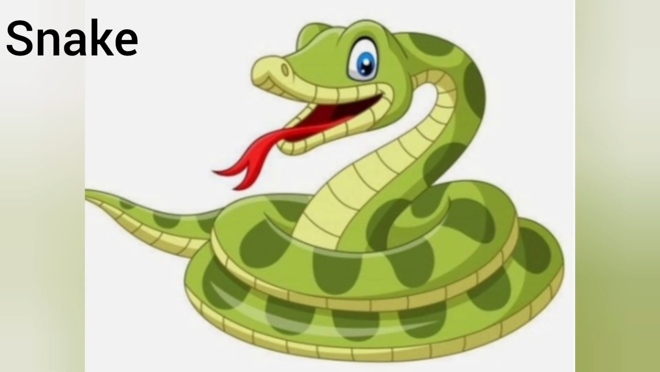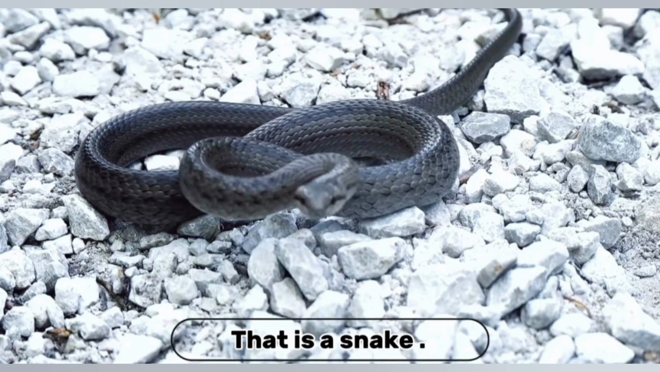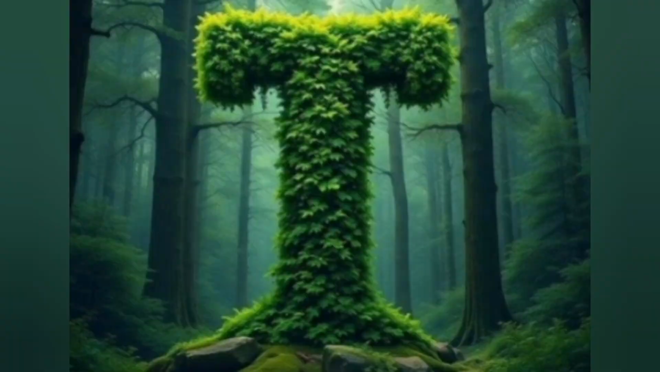S. S is for snake. SNAKE. Snake. That is a snake. Snake means सांप. That is a snake. The next letter is T.